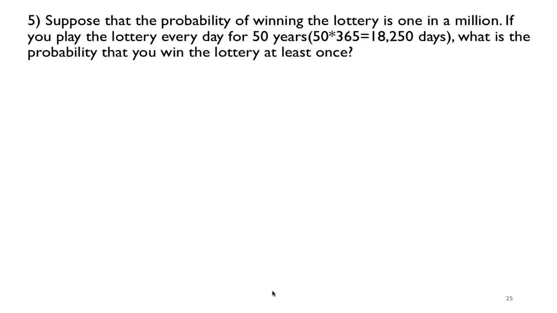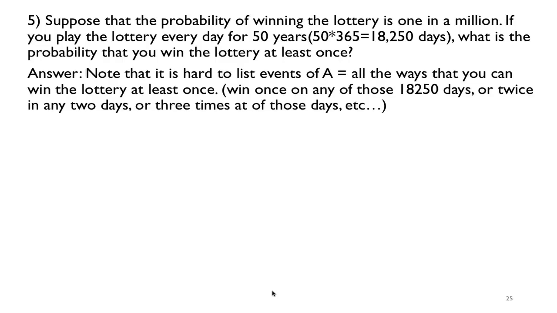Okay, here's another way to apply this idea. Suppose that the probability of winning the lottery is 1 in a million. Say you play the lottery every day for 50 years, which means you play for a total of 18,250 days. What's the probability that you win the lottery at least once? This is a case where, again, we want to use the complement idea. It's hard to list out.